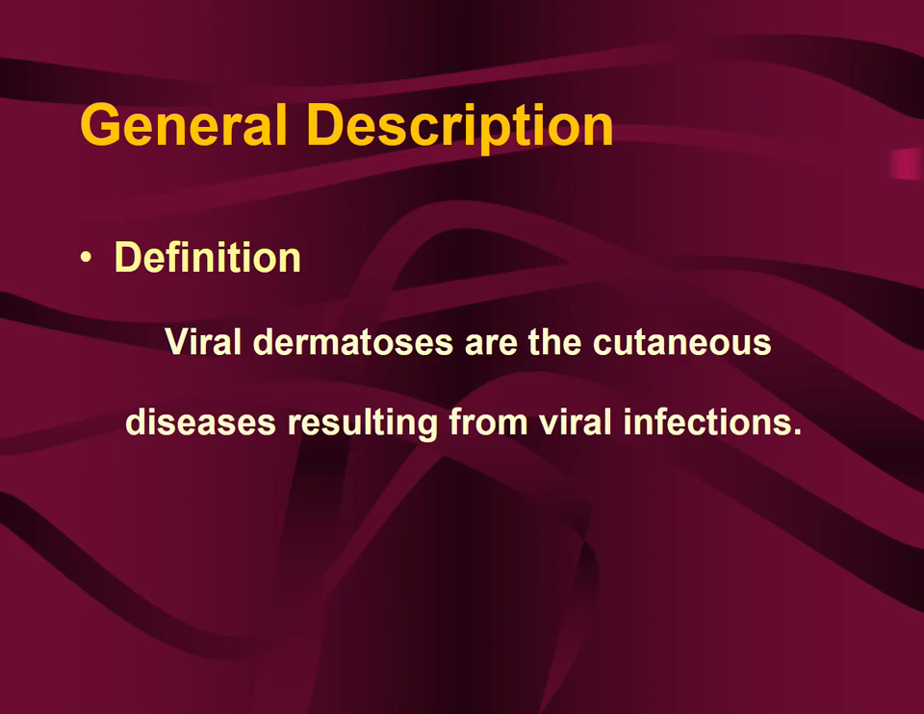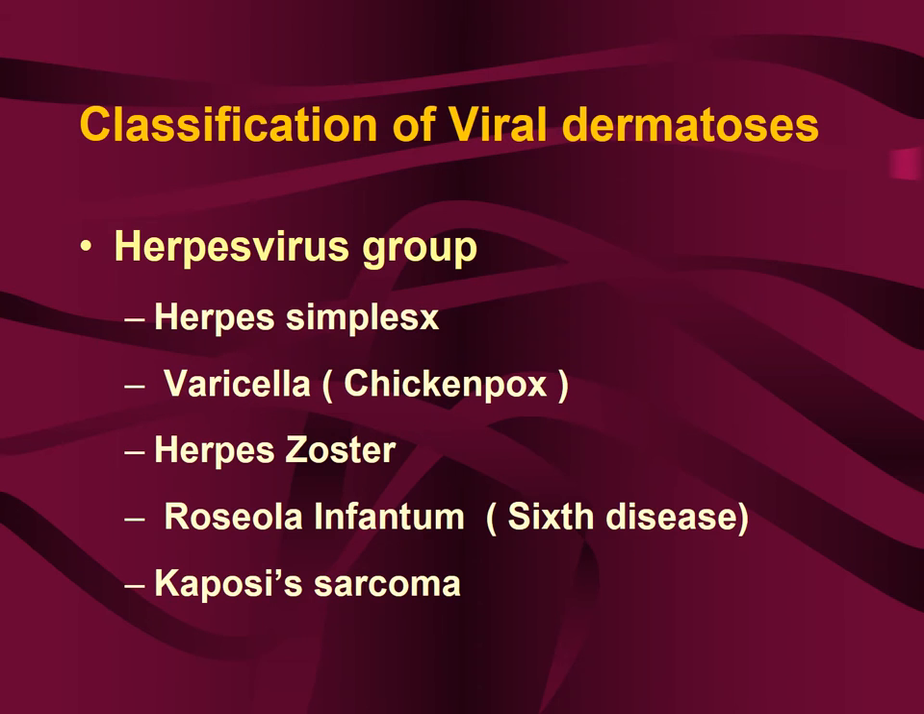Part number 1. General description, definition. Viral dermatoses are cutaneous diseases resulting from viral infections. Classification: the herpes virus group includes several diseases: herpes simplex, varicella or chickenpox, herpes zoster, roseola infantum, Kaposi's.